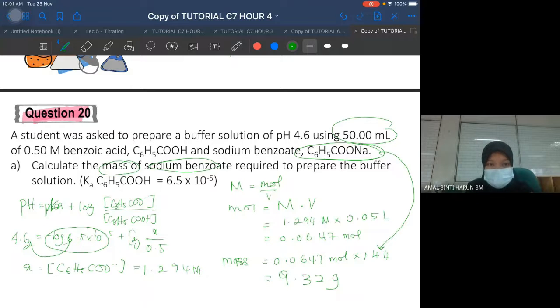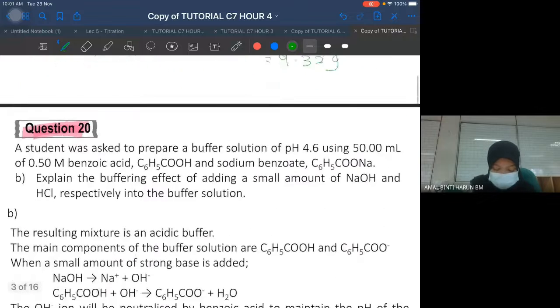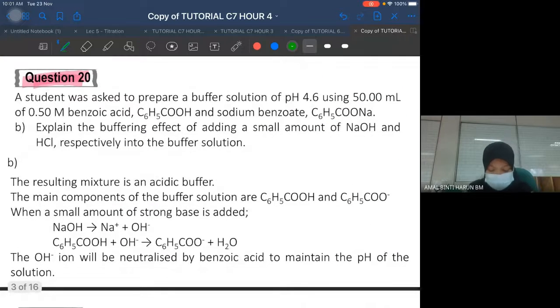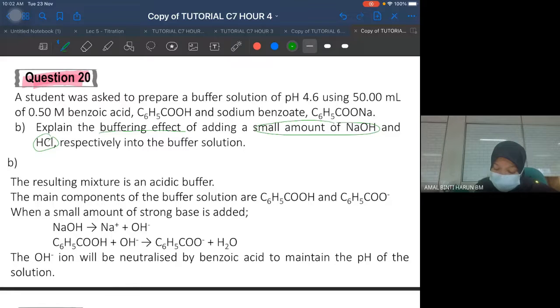Okay, so let's go to question D. The resulting mixture, explain the buffering effect when adding a small amount of sodium hydroxide and HCl respectively to the buffer solution. So we identify the components in this buffer. The acid is C6H5COOH, this is the acid component, and the salt is C6H5COONa.